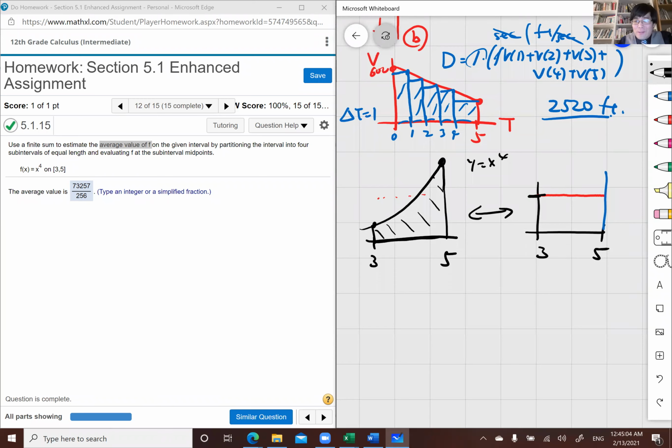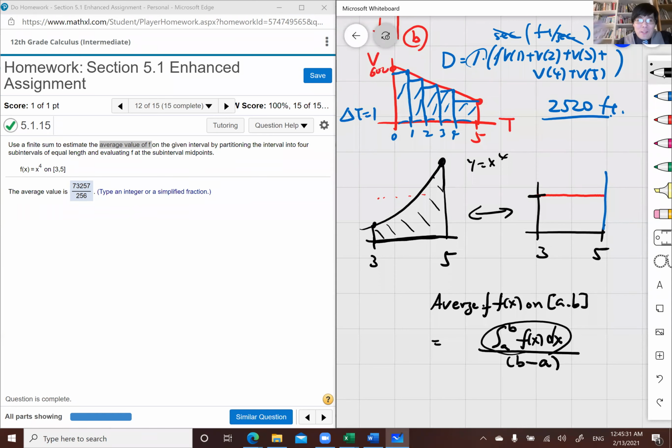And how do you find it? Basically, the average value of the function on the interval a through b can be found by the area under the curve, which is a definite integral like this. You find the area and divide it by the length of the interval. So you estimate the area using rectangles in this section and then divide it by the length of the total interval, which is 2.